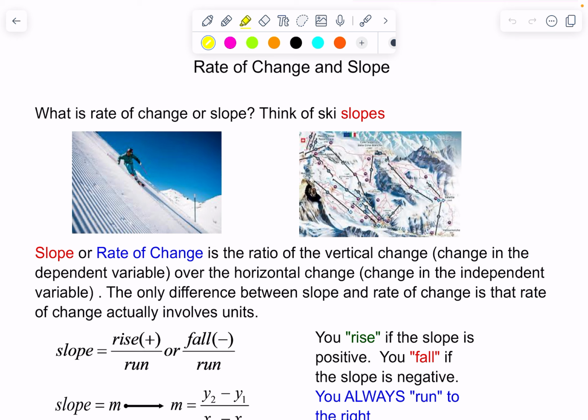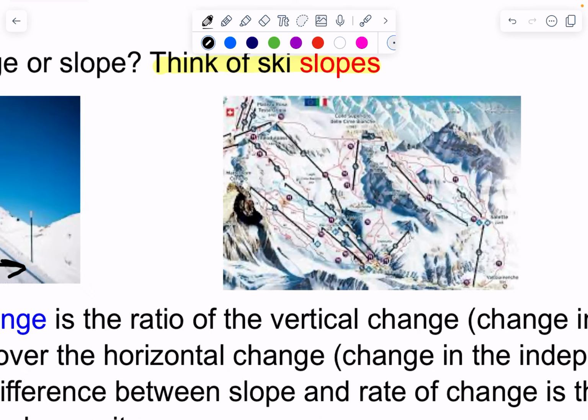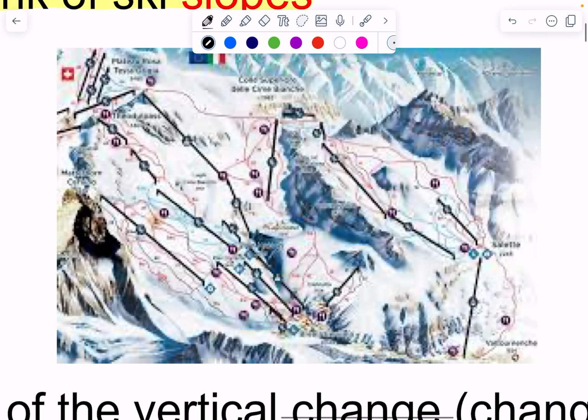Well, let's think of ski slopes. If you think of a ski slope, like the two examples that we have here, if you notice, the ski slope is going down a certain amount vertically, and then it's going over a certain amount horizontally. If you zoom into these real life slopes, notice that the same concept applies.